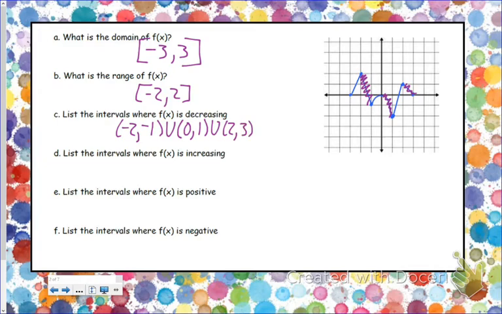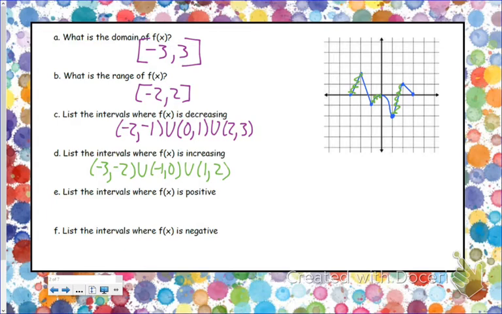All right? Where this graph is increasing is, again, where your y values are getting larger. So here my graph is increasing, here my graph is increasing, and here my graph is increasing. So the intervals, again, are the x values where that's happening. From -3 to -2, it's increasing. From -1 to 0, it's increasing. And from 1 to 2, your graph is increasing.